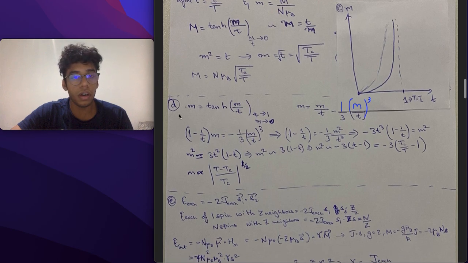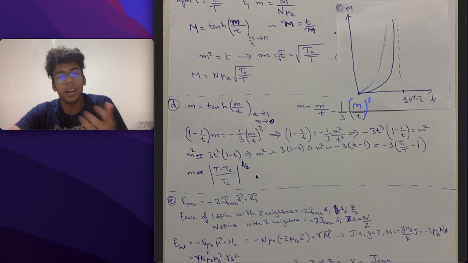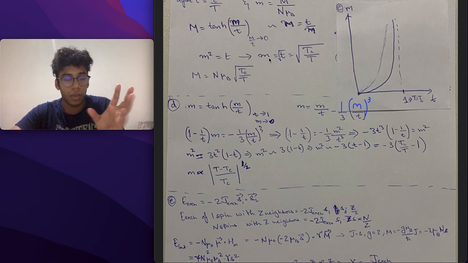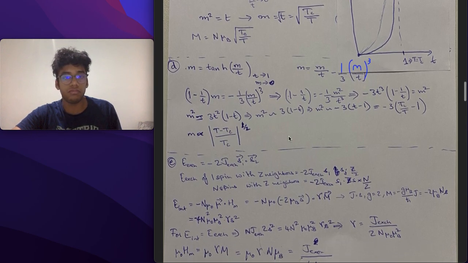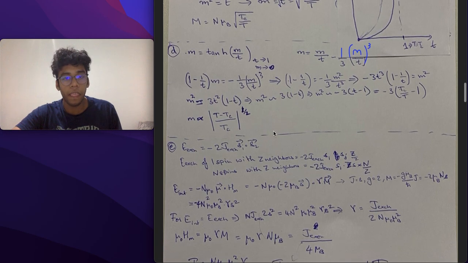So now let's look at this Taylor expansion, and you basically get m is proportional to T minus Tc by Tc to the power of 1 by 2, and this makes a lot more sense actually, but I don't understand what is happening here. Anyway, we trust the math here, and moving on.